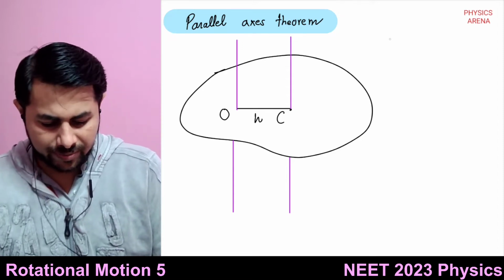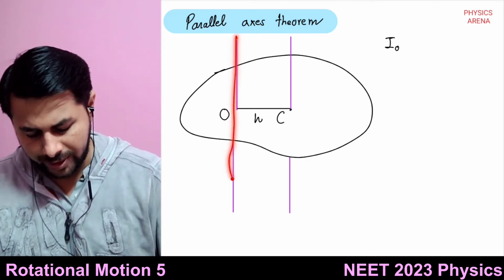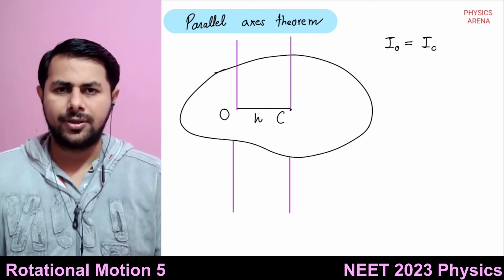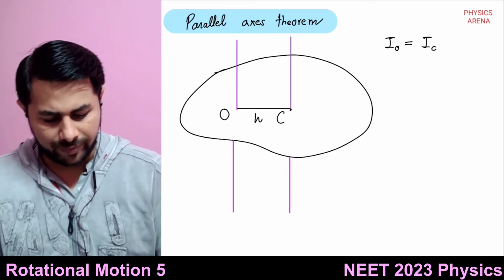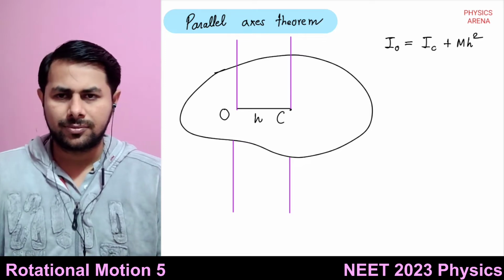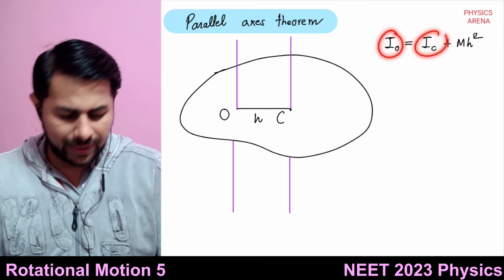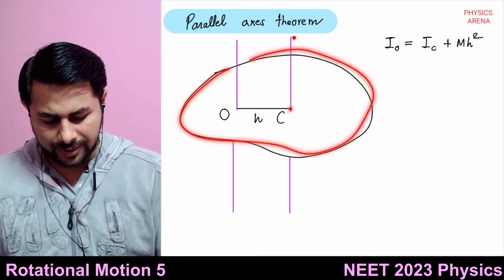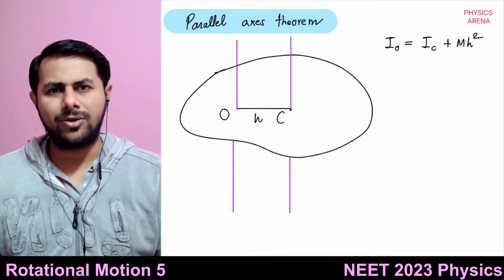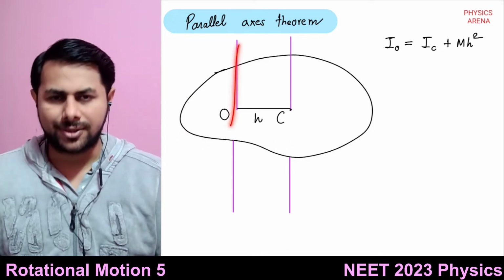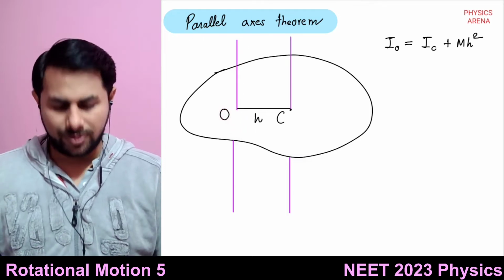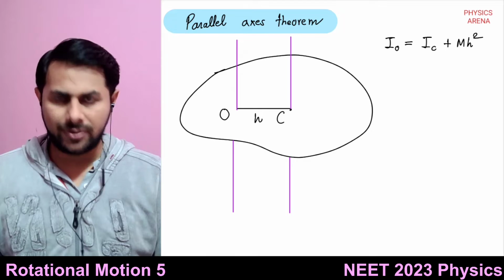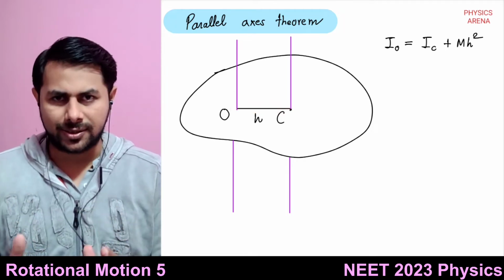Then the parallel axis theorem says that I_O, the moment of inertia about this axis which you know, is equal to the moment of inertia about an axis which passes through the center of mass, plus M h squared. So if you know the moment of inertia of this body about an axis through the center of mass, you can find the moment of inertia about a parallel axis passing through, let's suppose, this point O. These two axes are parallel to each other, and the distance between them is h.